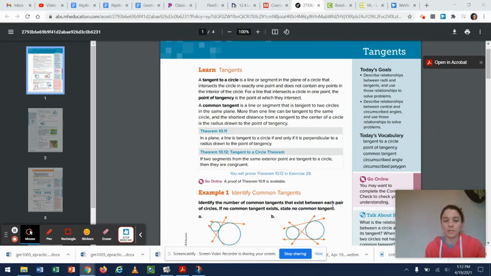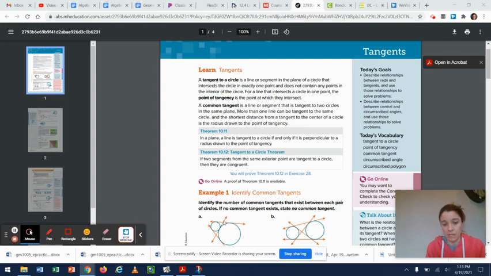This section is about tangents. A tangent to a circle is a line or segment in the plane of a circle that intersects the circle in exactly one point. So what that means is, down here, if you look at this circle, this orange line is a tangent because it intersects at this one point.